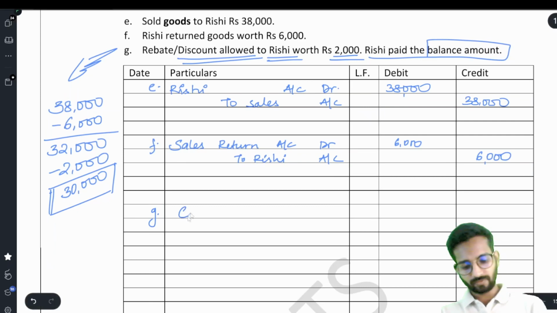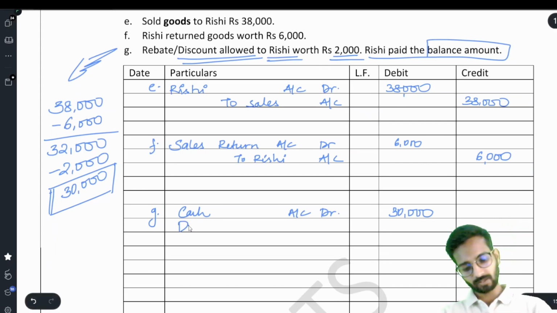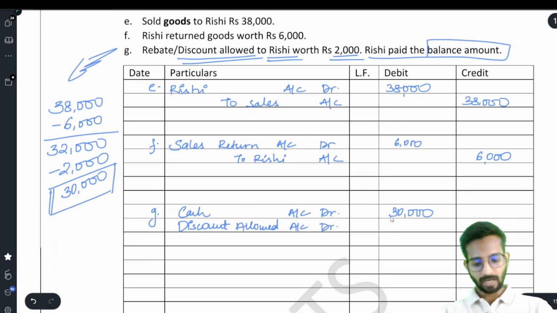We will receive cash of 30,000, cash account debit 30,000. We have given him the discount. So if we are allowing a discount, it is an expense for us. So I will write here discount allowed account debit. How much discount did we give him? You will say, sir, we gave a discount of 2,000 rupees. Okay, so you will write 2,000 rupees discount. After that, to whom did we give the discount? To Rishi, to Rishi account. So the total will come here as 32,000.